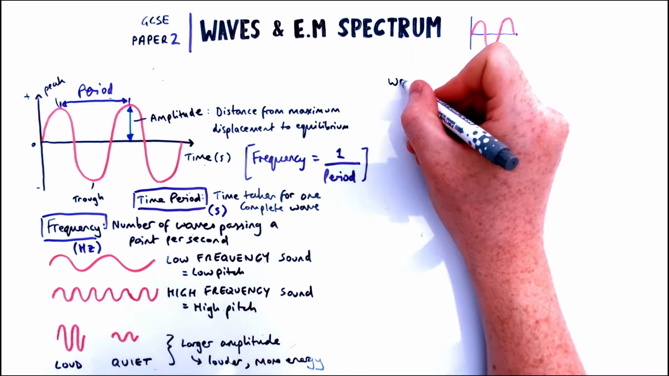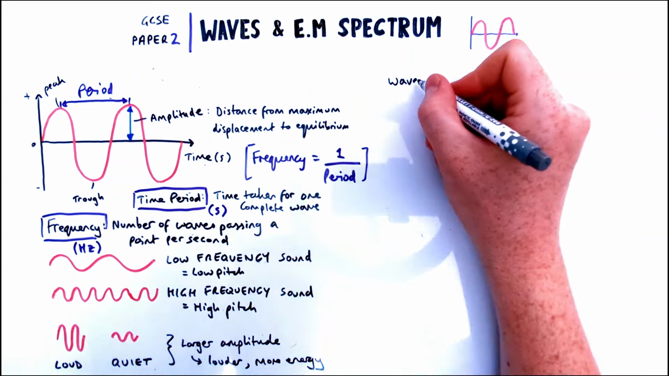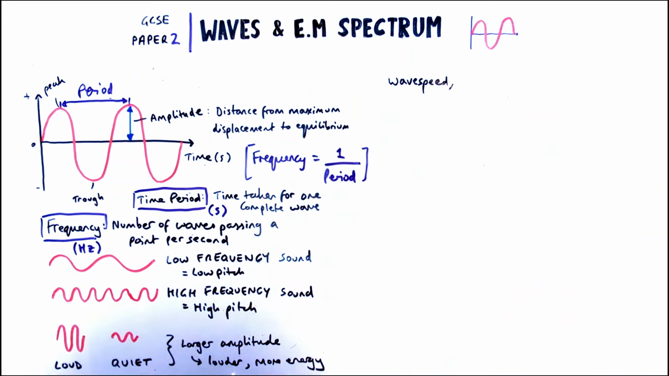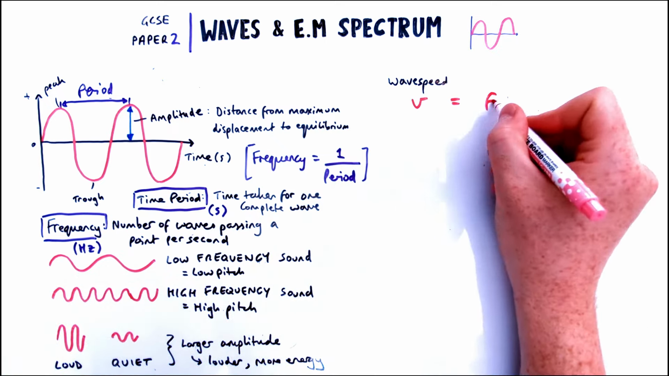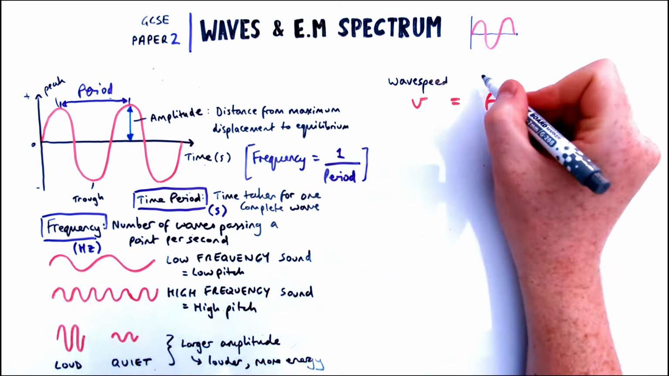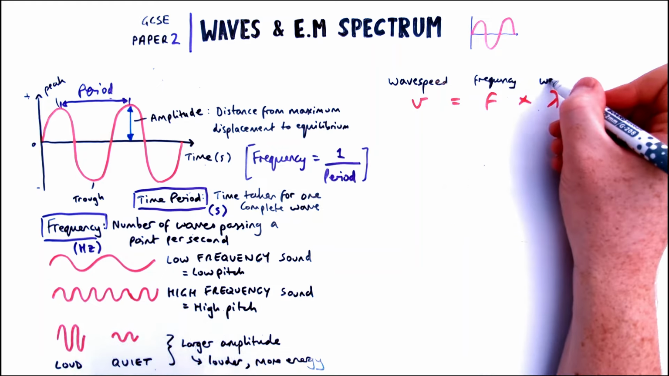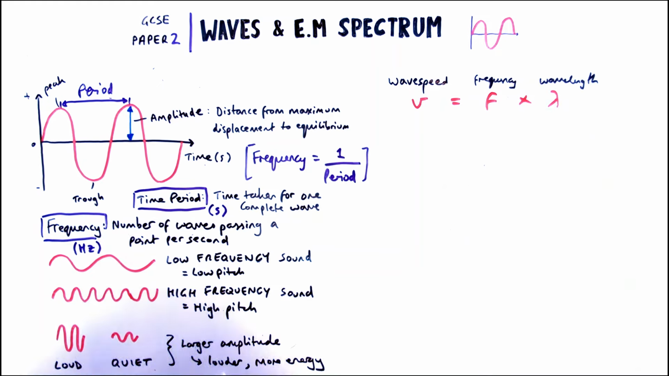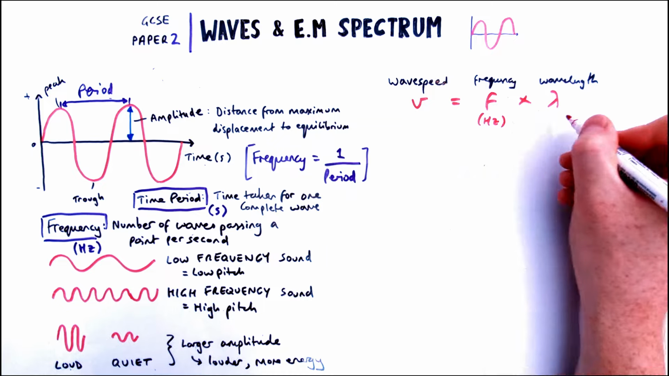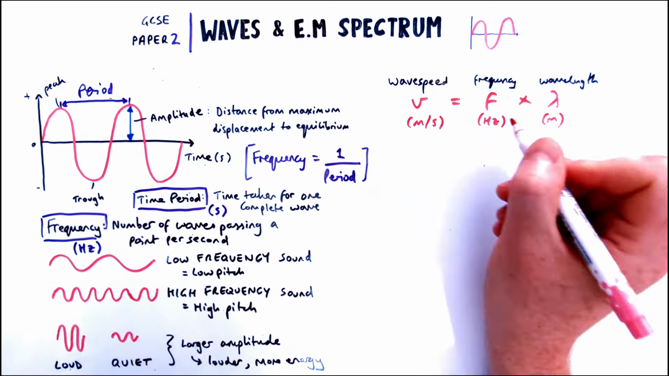If I was to multiply together the frequency of a wave and its wavelength, I would find the wave speed, or the speed of the wave, given by this equation here. This is obviously on your equation sheet, but you need to know the units. So frequency is in hertz, wavelength has to be in meters for this to work, and speed of anything we give in meters per second.